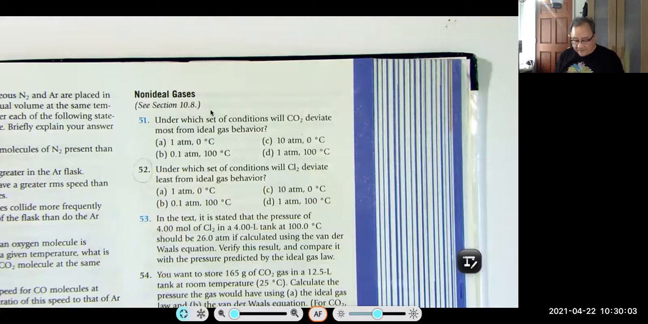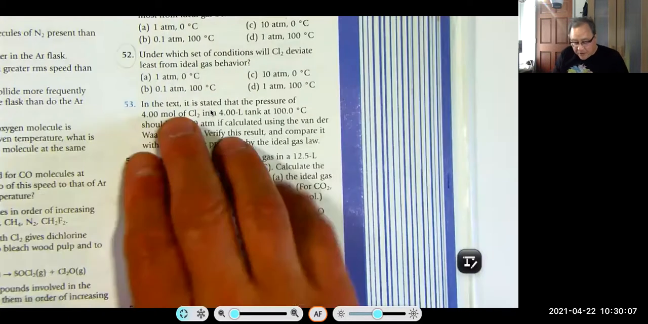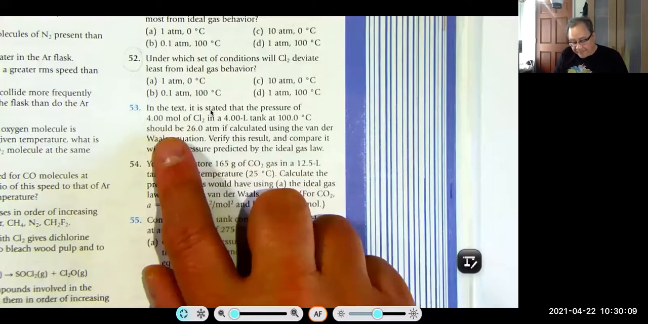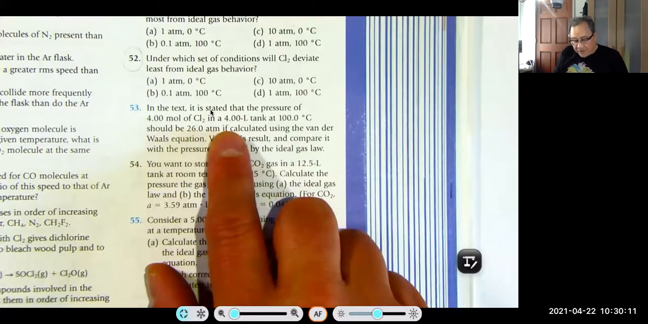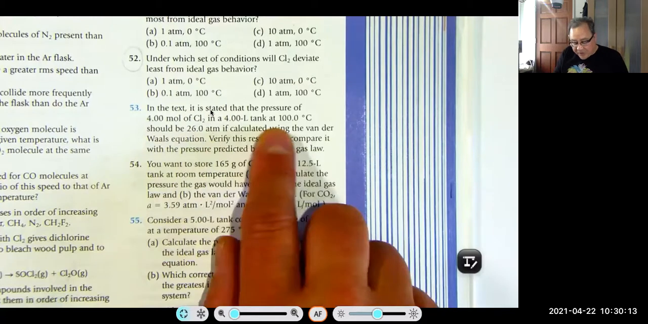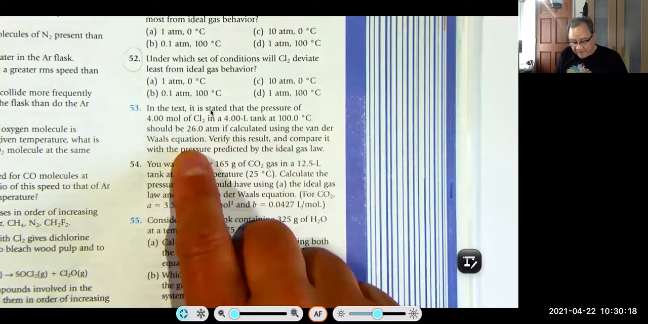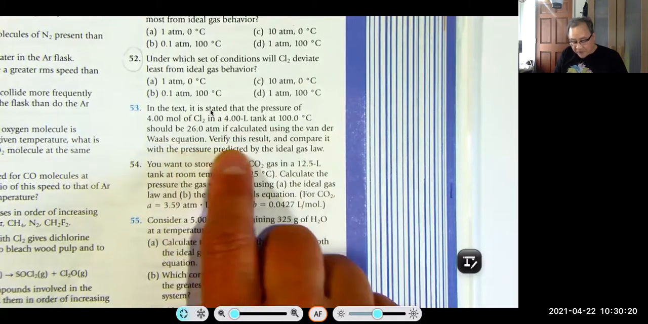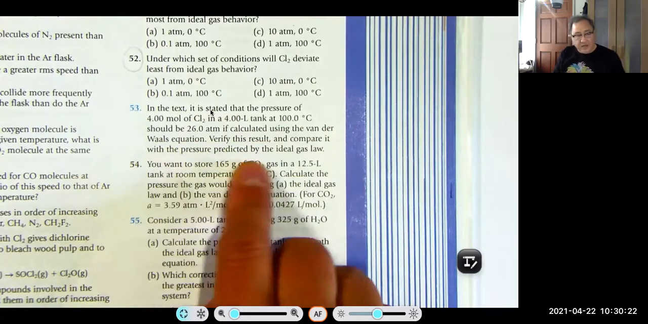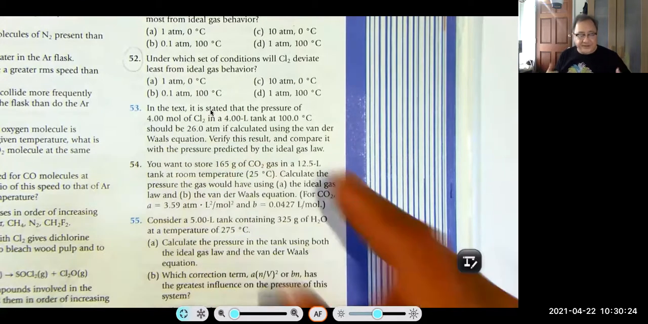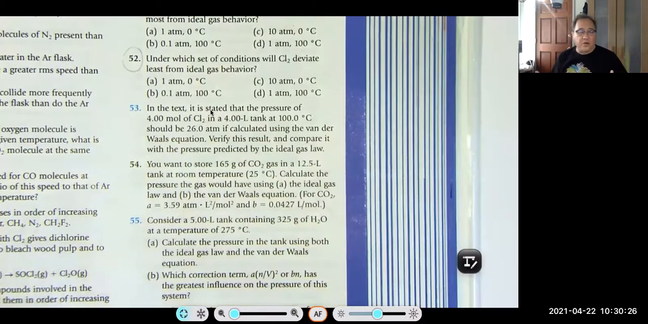Okay, so here is one where you say, in the text, it is stated the pressure of 4 moles of chlorine in a 4-liter tank at 100 degrees Celsius should be 26 atmospheres if calculated using the van der Waals equation. Verify this result and compare it with the pressure predicted by the ideal gas law. So this is just a good exercise to see what the real result would be versus the ideal gas law result. So let's go ahead and do this one, okay?